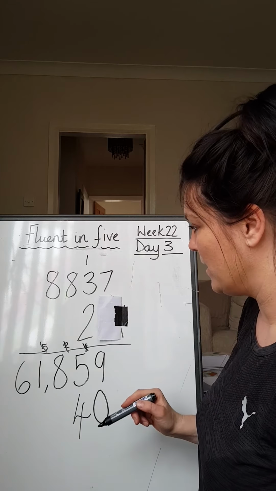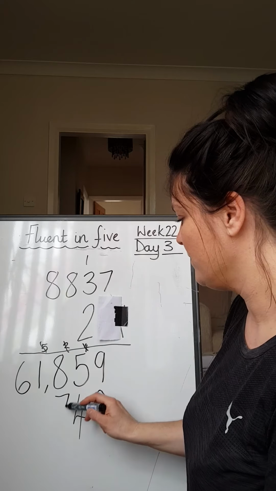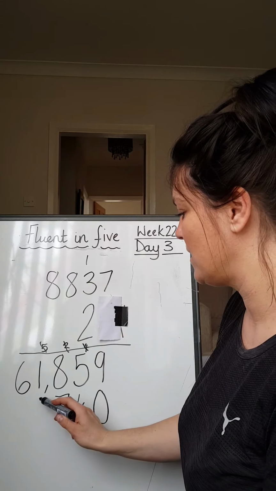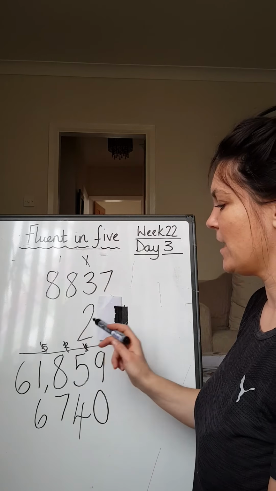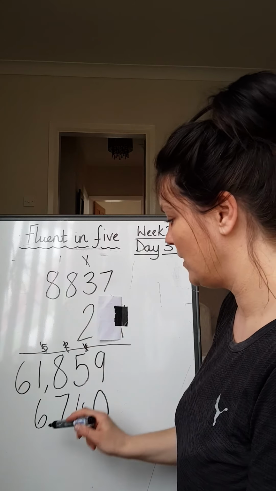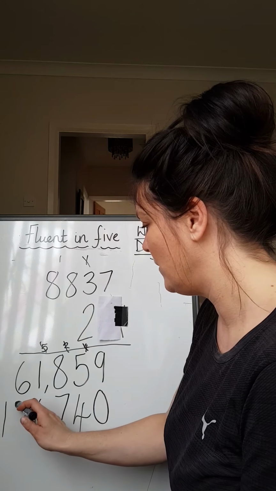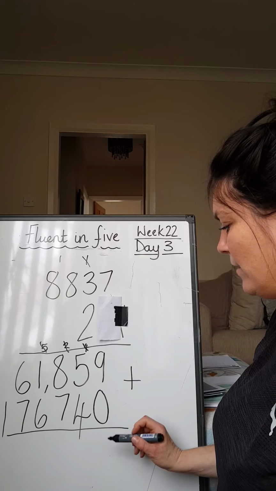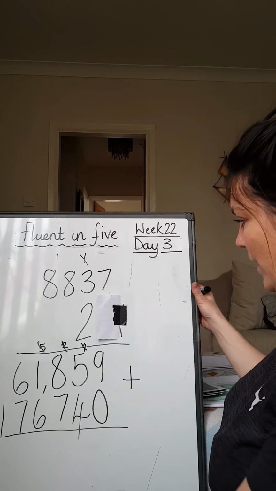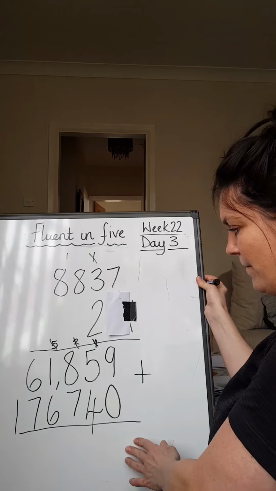3 times 2 is 6. Add the 1 is 7. 8 times 2 is 16. 6 in the box, fly that one in the sky. 8 times 2 is 16, add the 1 is 17. I've got no more maths to do. So now I'm just going to add those 2 together. I'm going to do it really small actually, just in case you can't see.